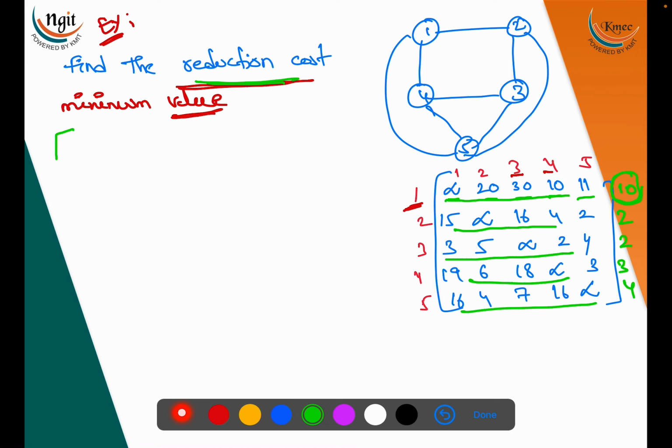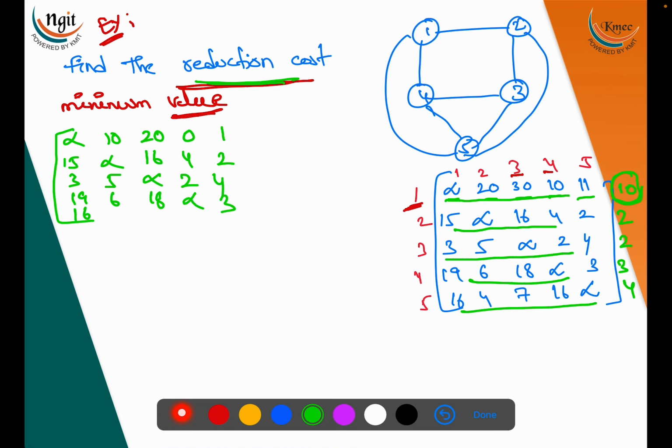Now the matrix is going to be infinite, 20 minus 10, 10, 30 minus 10, 20, 10 minus 10, 0, 11 minus 10, 1. The remaining elements you can write as they are: 15, infinite, 16, 4, 2, 3, 5, infinite, 2, 4, 19, 6, 18, infinite, 3, 16, 4, 7, 16, infinite. So this is the reduction by the minimum value of the first row.